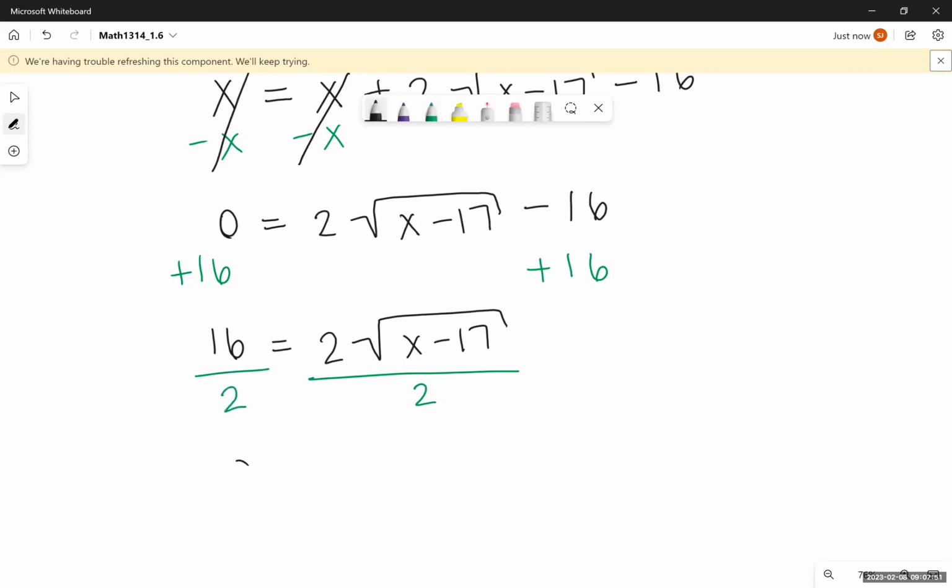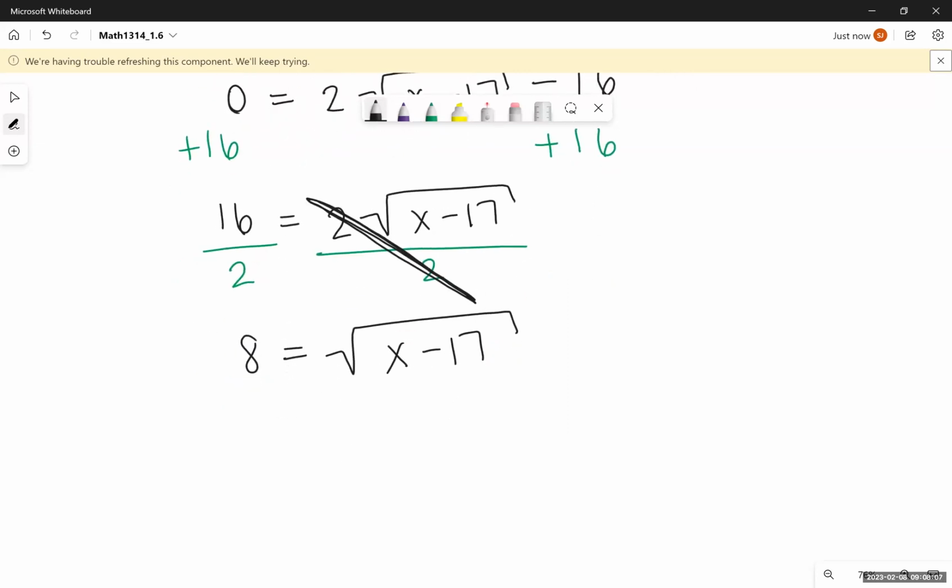16 divided by 2 is 8. Those signs are the same, so it's a positive 8 equals, those cancel. I'm left with the square root of x minus 17. I did all of that just to isolate that second radical. Now I raise it to the power of the index, which is squared. What I do to one side, I have to do to the other. Left-hand side, 8 squared is 64. Right-hand side, I do that for a reason because it cancels the radical. I get x minus 17.